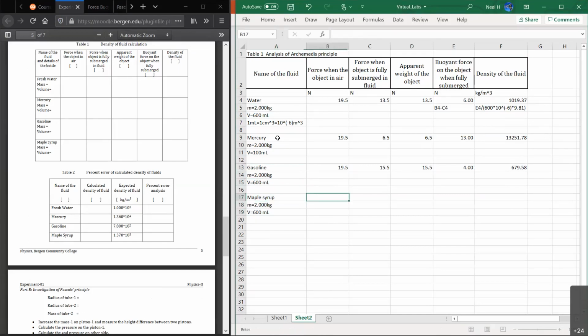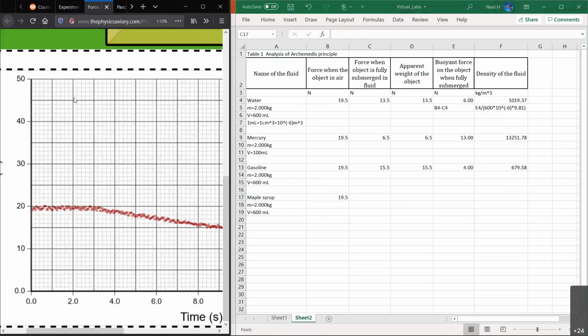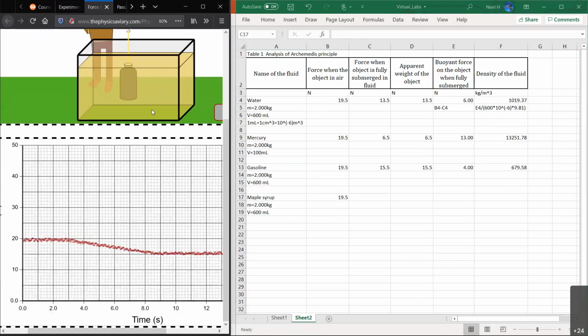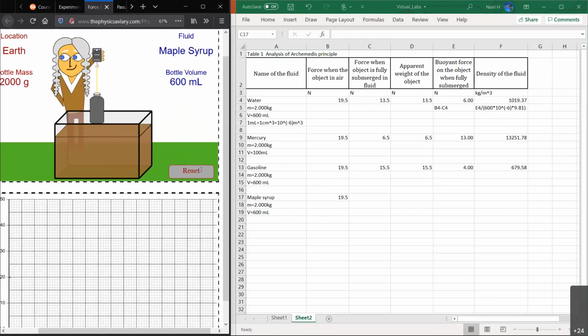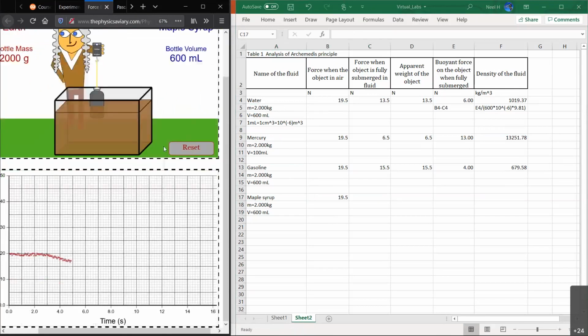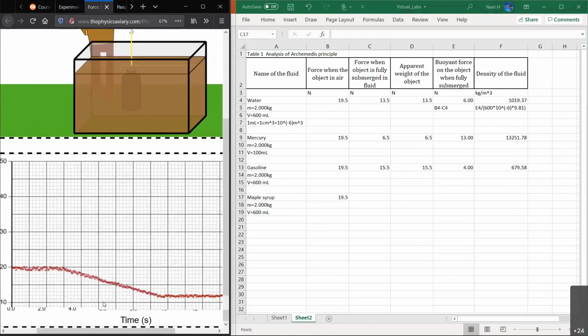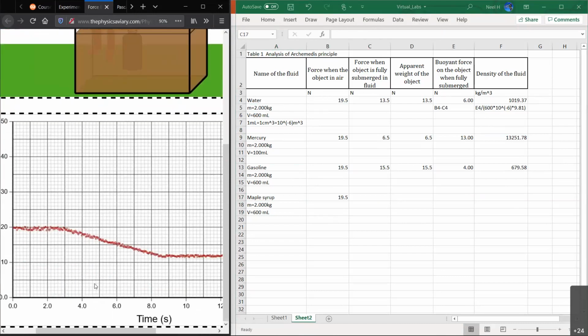Okay, and then real weight should be 19.5. I just need the apparent weight. To get the apparent weight, all you need to do is reset the simulator, change that into maple syrup, click the start button, and wait until the object is fully submerged. That's it. After it is fully submerged, you zoom in on this graph a little bit and then extract the number here.